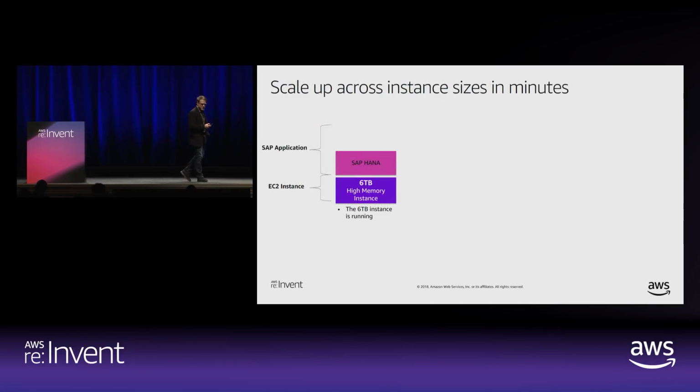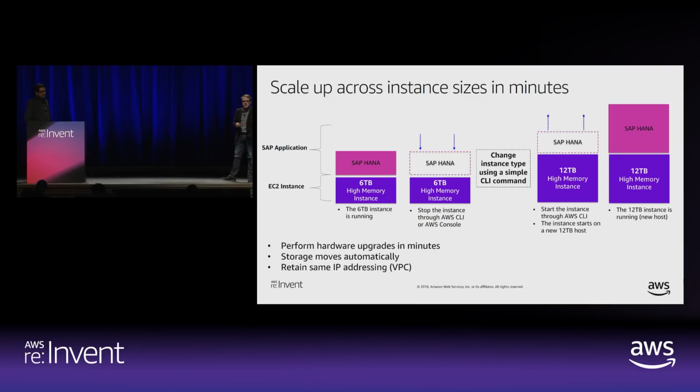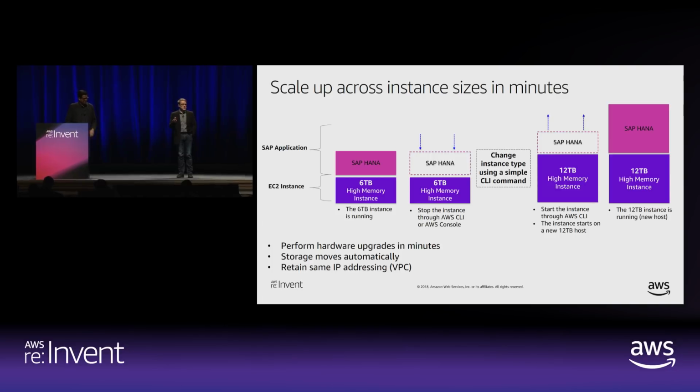I talked a little bit about how easy it is to scale up across instance sizes and across instance families as well. So this is just a simple example. Let's say I wanted to actually move from a 6 terabyte instance to a 12 terabyte instance. What would that look like? Really, all I have to do is shut down HANA. Obviously, I'm going to have a maintenance window of some kind. I'm going to shut down HANA, go into the console or issue an API call to change the instance type, and then start the system back up. It literally is that simple. And then, obviously, restart HANA, resume the SAP application, and then I'm off and running.